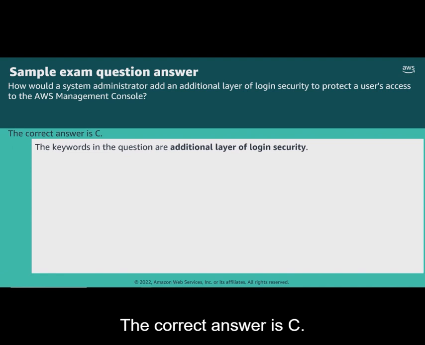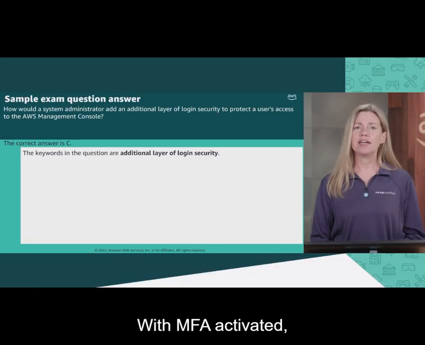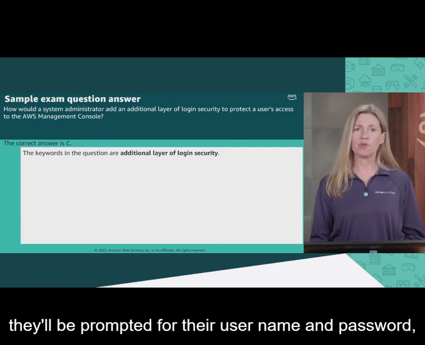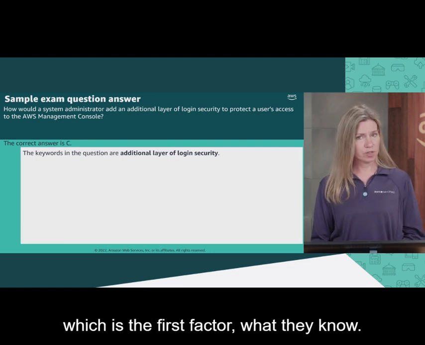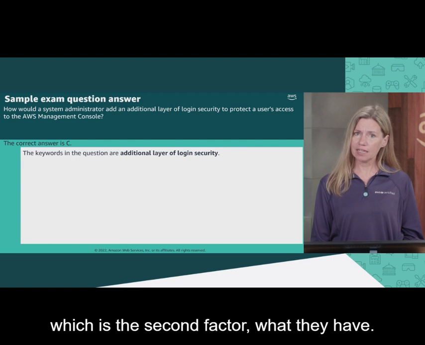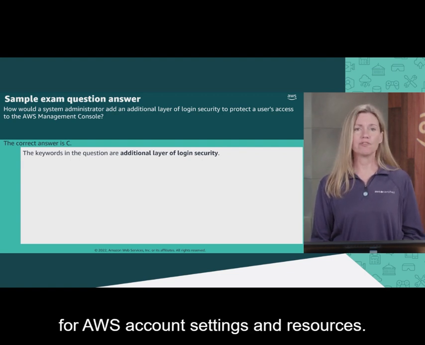The correct answer is C. With MFA activated, when a user signs into the console, they'll be prompted for their username and password, which is the first factor, what they know. They'll also be prompted for an authentication code from their MFA device, which is the second factor, what they have. MFA provides increased security for AWS account settings and resources.